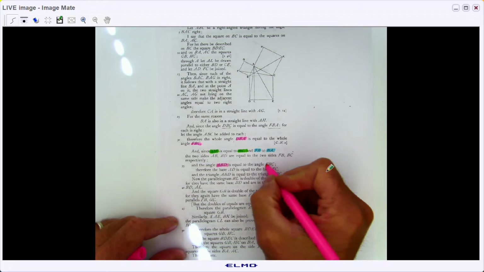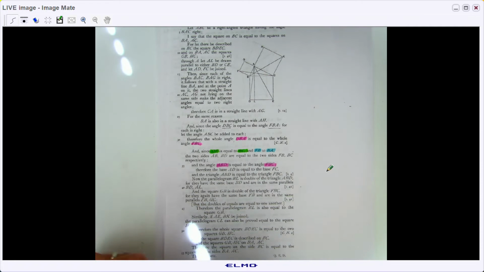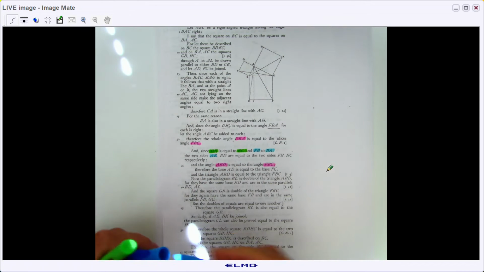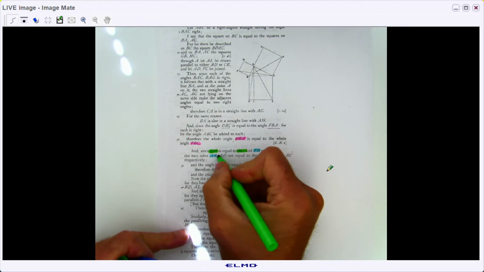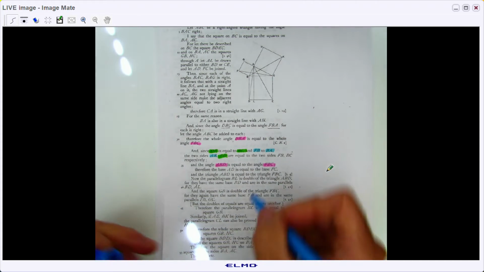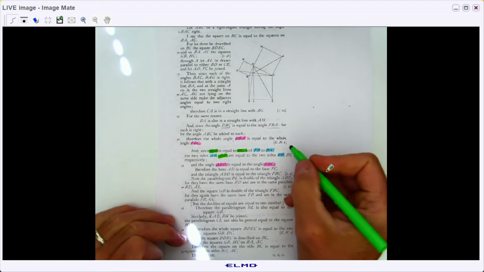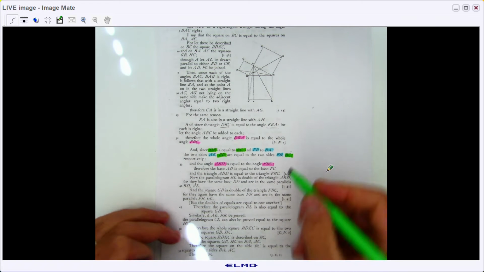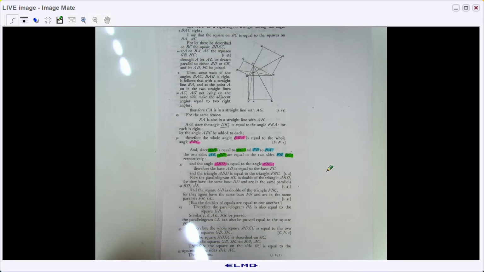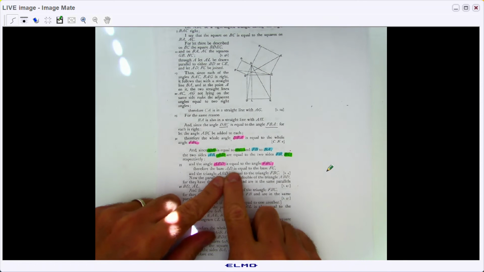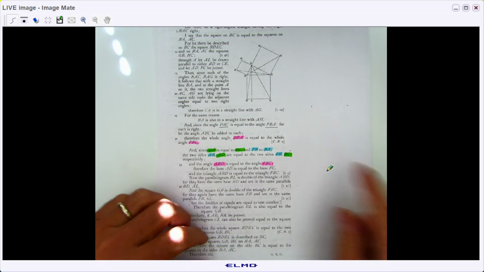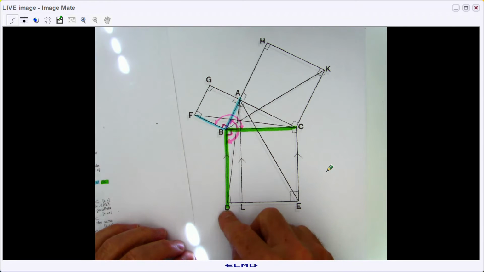So that's just what we have from above in pink. And the two sides, let's get the color coding right. AB was a blue side and BD was a green side. And FB was a blue side and BC was a green side. He says, therefore, the base AD is equal to the base FC.